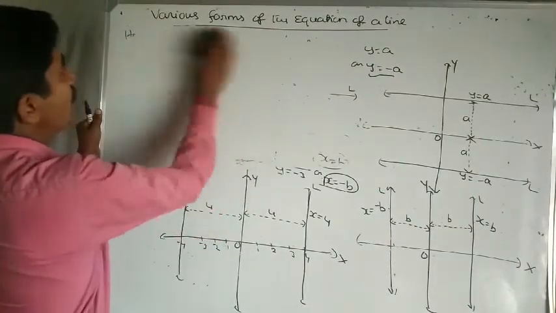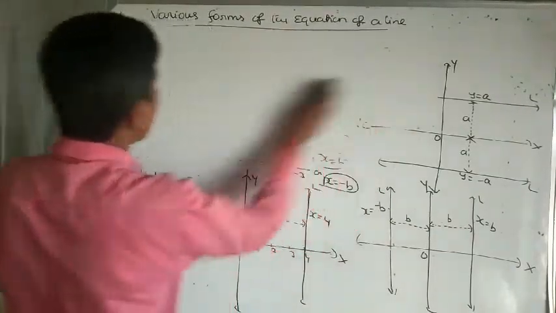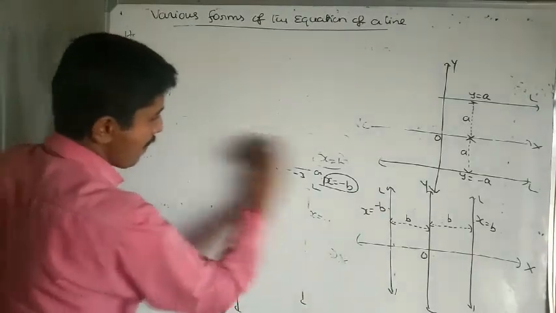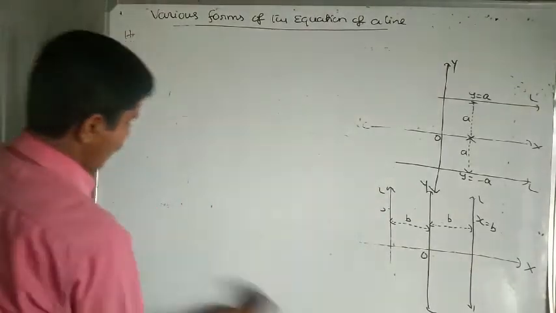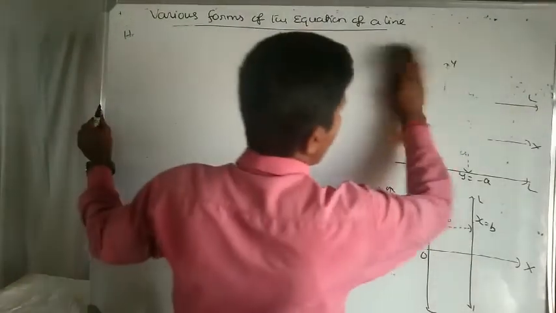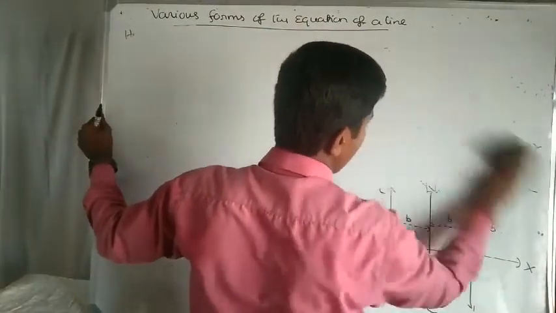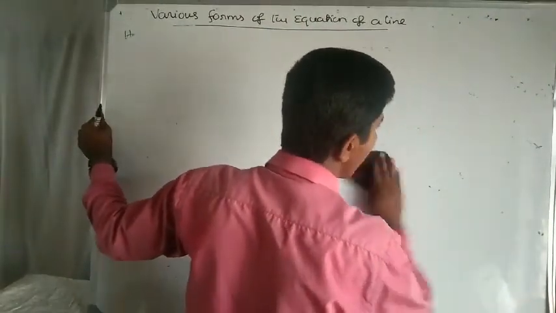So now go to the different forms of the equation of a line. First one, point slope form.